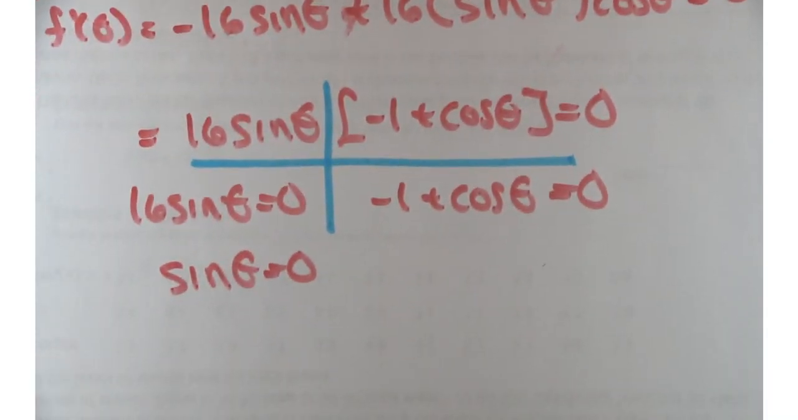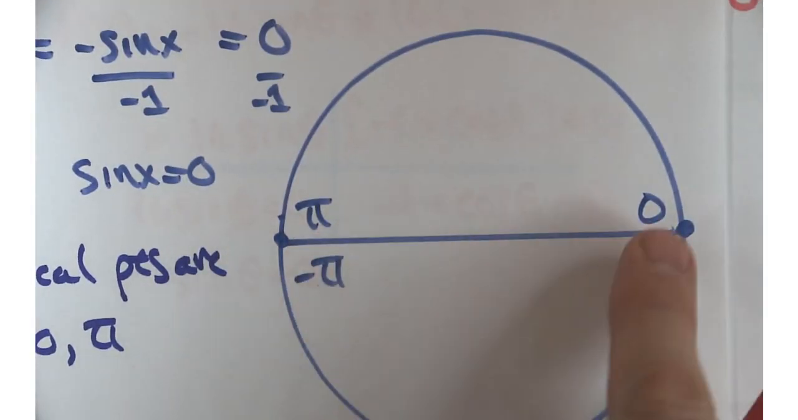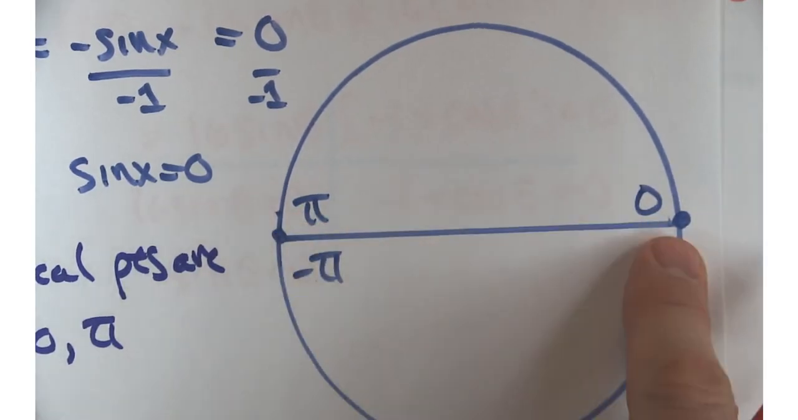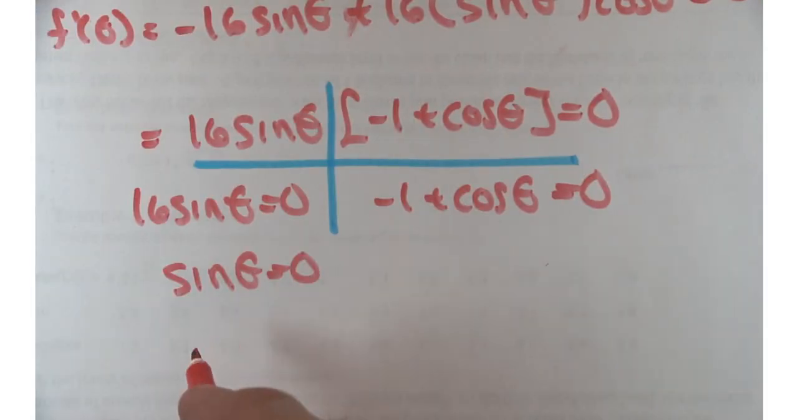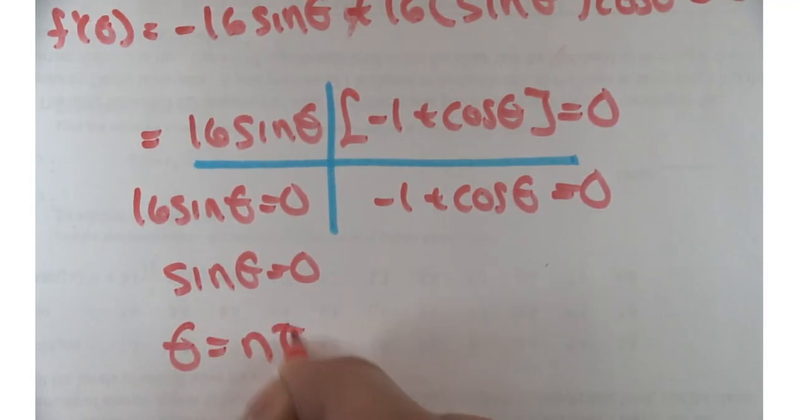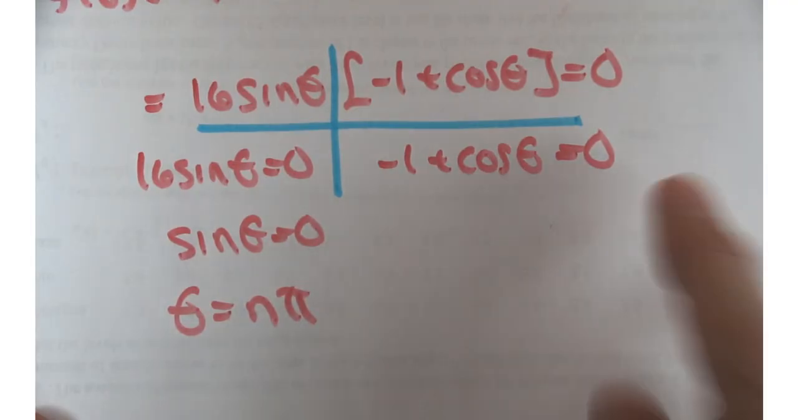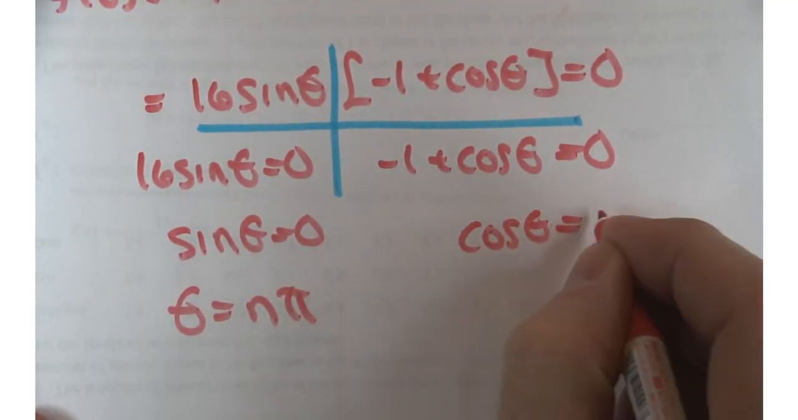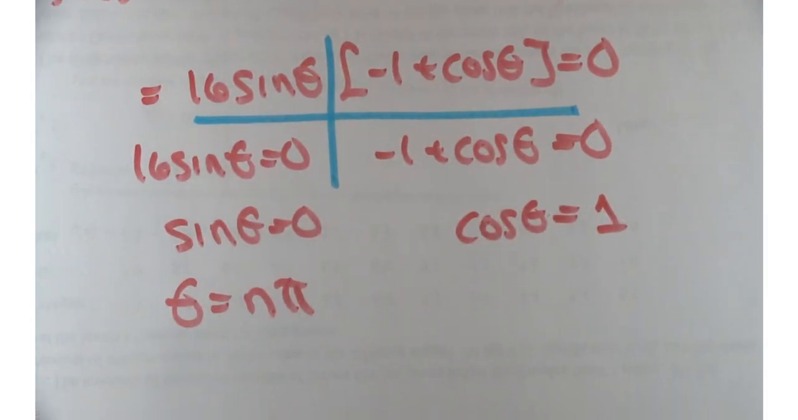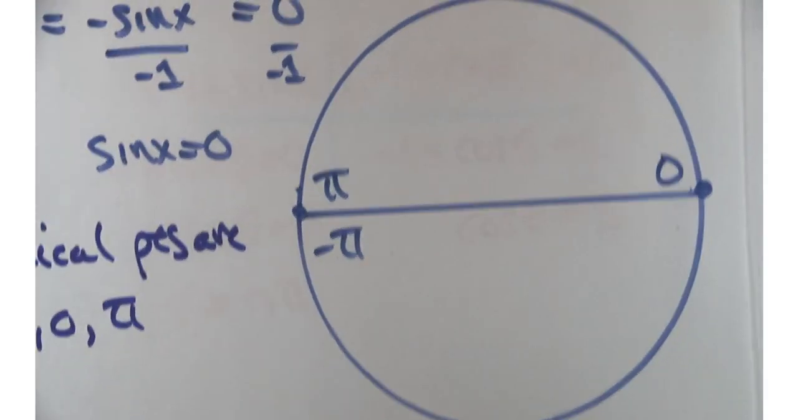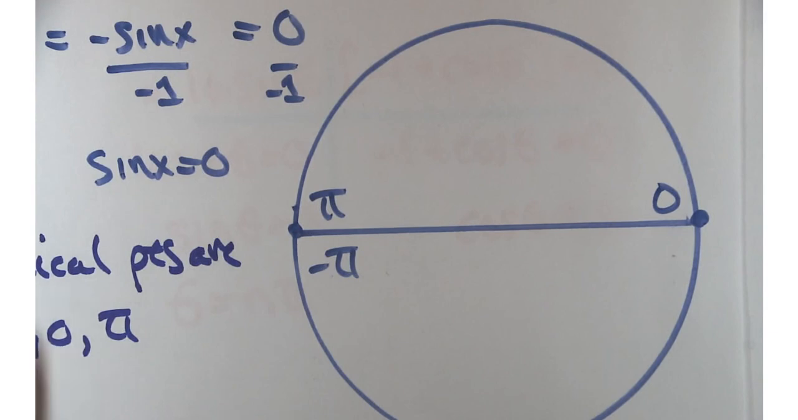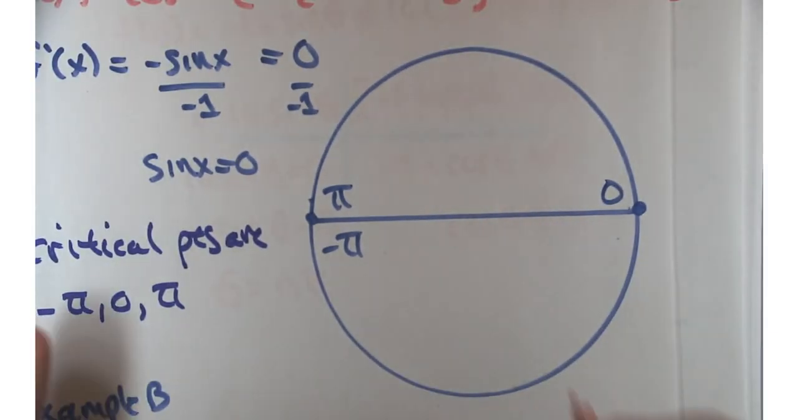Sine of theta equals 0, we've already looked at that today. That's going to happen at these kinds of points. So 0, pi, 2 pi, 3 pi, basically at n pi. So theta equals multiples of pi. And over here, well, I move that 1 to the other side, I get cosine of theta equals 1. Where's the cosine of theta equal to 1? Cosine was what coordinate? Cosine is your x coordinate on the unit circle, and your x coordinate on the unit circle is going to be 1 right over here.